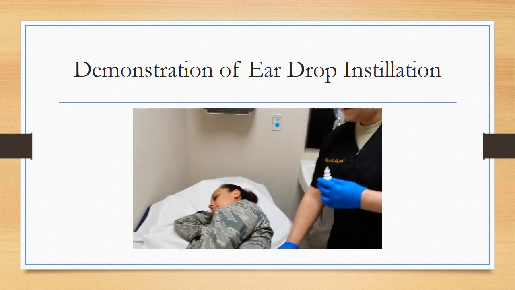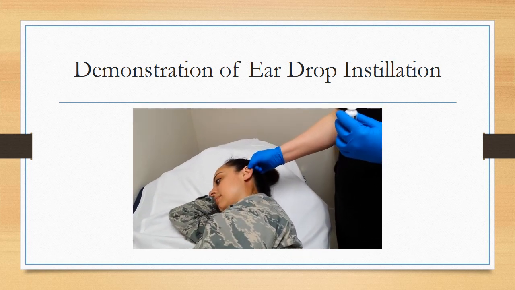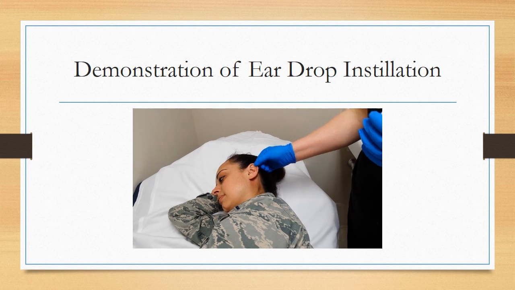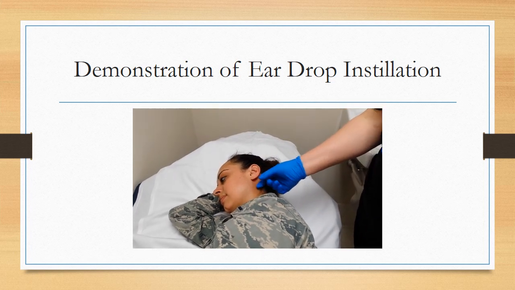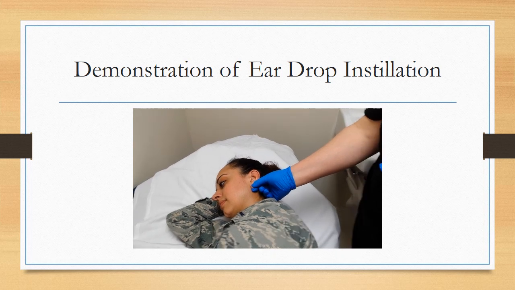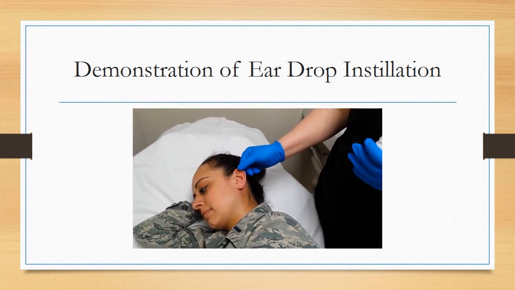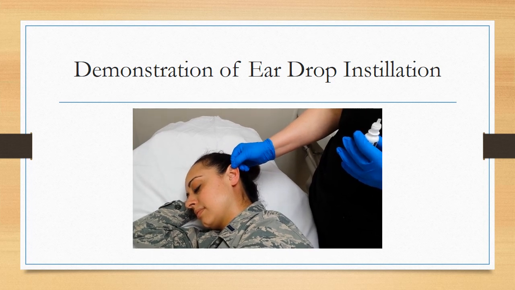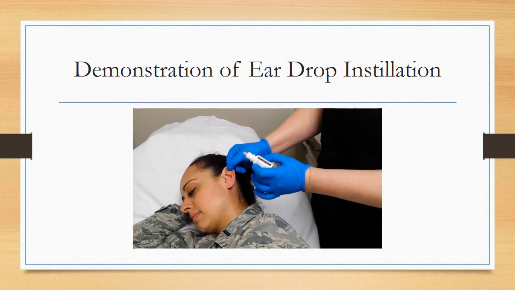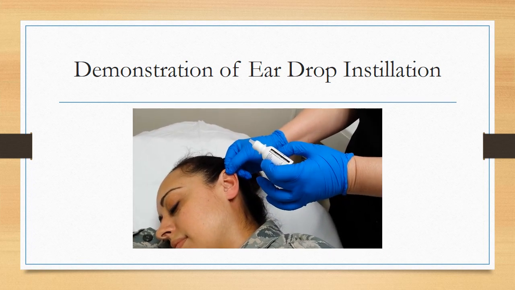For an adult, you want to pull upward and back before you install the eardrops, and in a child under 3 years of age, you want to pull down and back before installing the eardrops. So this is an adult. I'm going to be pulling upward and back. I'm going to install however many eardrops are necessary per the doctor's order.